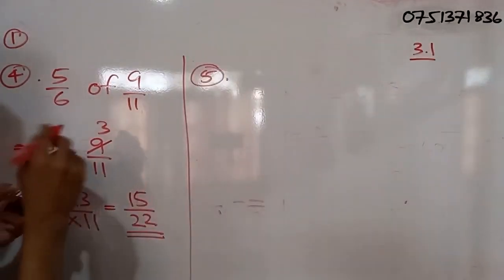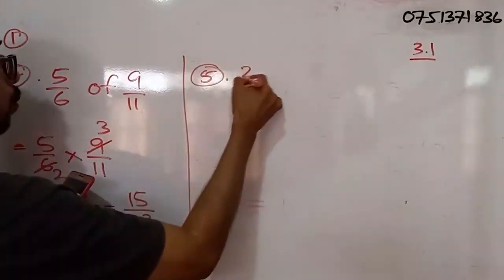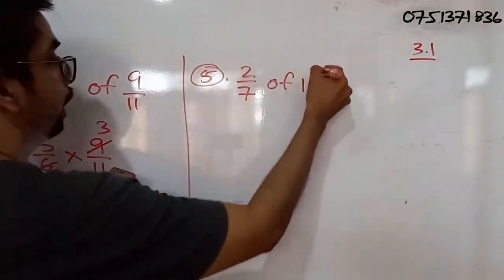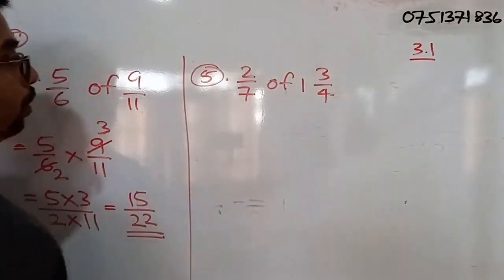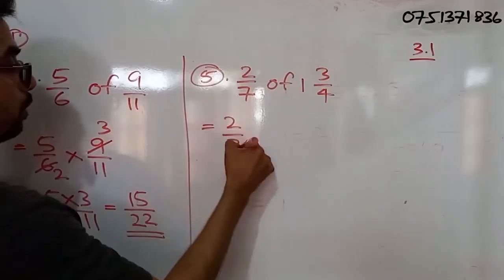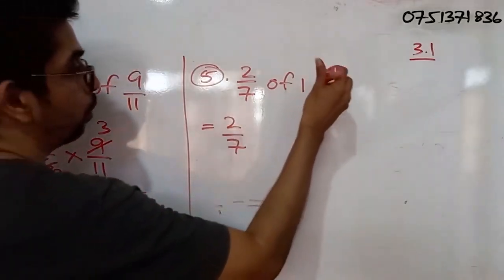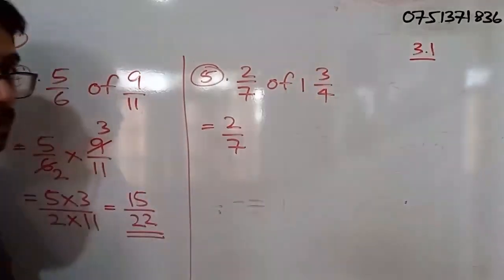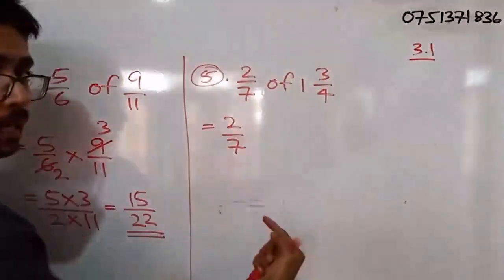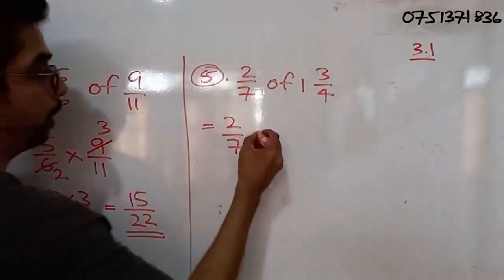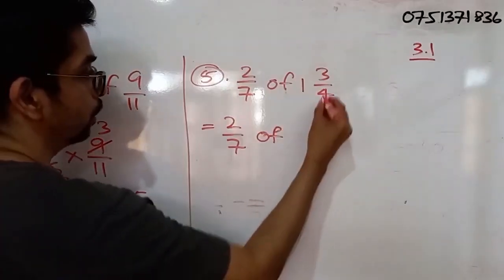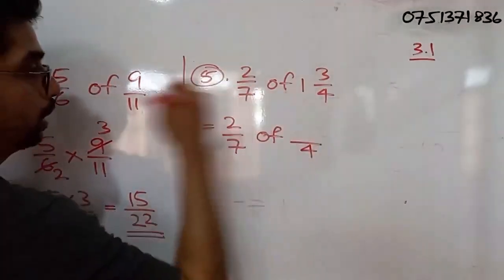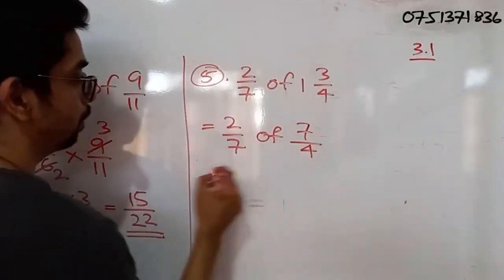Right. Part 5 we have 2 by 7 of 1 and 3 by 4. Right. So 2 by 7. Now before we use the multiplication symbol we have to simplify this mixed number into a what? Improper fraction, so the denominator will be 4. What will be the numerator? 4 times 1, that is 4. Add the 3, it becomes 7.